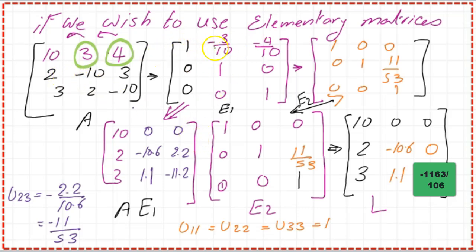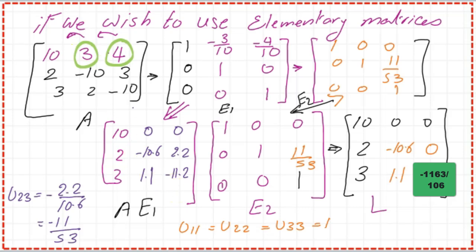Then 2 by minus 3 over 10 is minus 0.6. Minus 10, we have minus 10.6. 2 by minus 4 over 10 will give us minus 0.8, plus 3 will give us 2.2. 3 by minus 3 over 10 is minus 0.9, plus 2 will give us 1.1. And minus 1.2 minus 10 is minus 11.2.